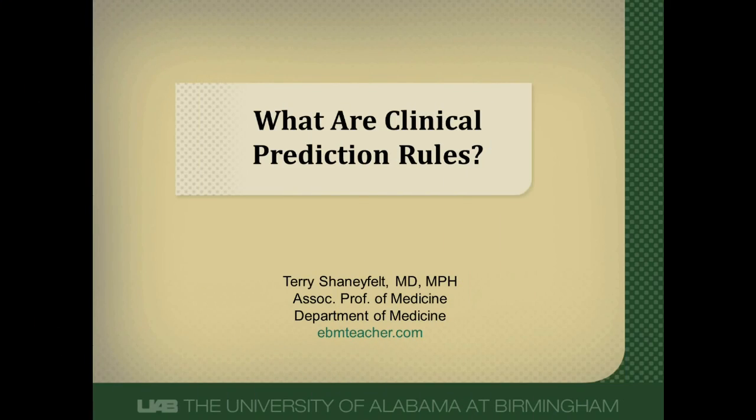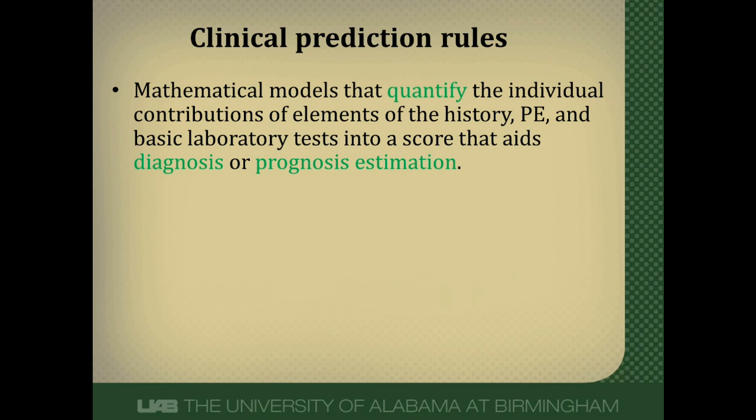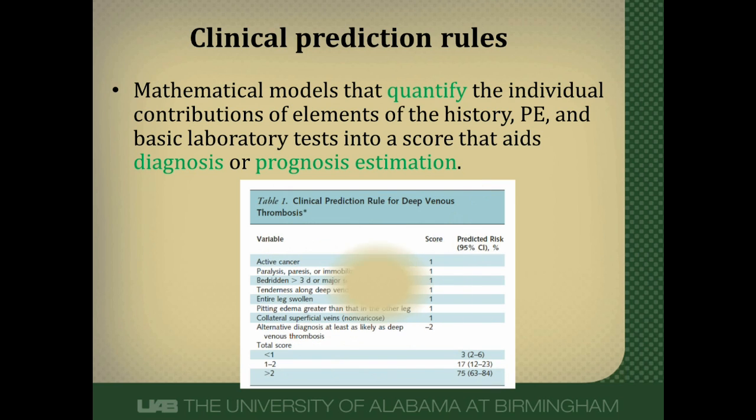In this video I'm going to describe clinical prediction rules and discuss their role in determining pretest probability and prognosis. Clinical prediction rules are just mathematical models that try to quantify the individual contributions of elements of the history, physical examination, and often basic laboratory tests into a score that aids us in determining diagnostic and prognostic probabilities.